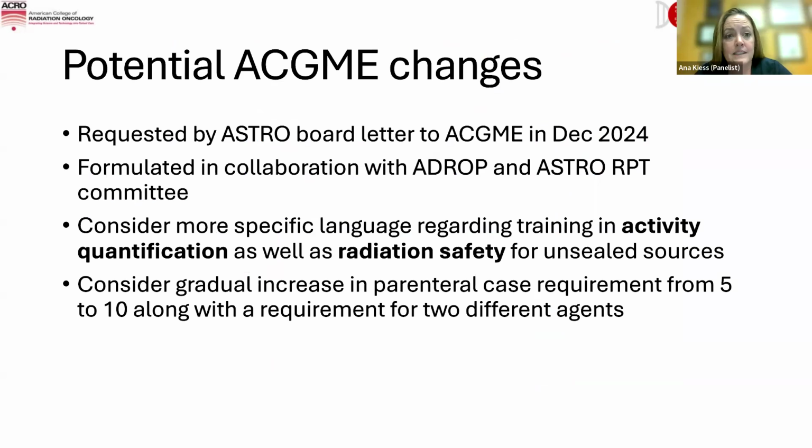So there are going to be some likely changes coming through the ACGME soon. I know that we are all dealing with a lot of changes in case log requirements and curriculum structures related to the last major round of ACGME changes, but they are considering an increase in the parenteral case requirement from 5 to 10, requiring 2 different agents in order to increase the quality and extent of training in residency programs for radiopharmaceutical therapies and meet the need in the country for increased authorized users, and to also be more specific about the training in activity quantification and radiation safety. So these changes have not been adopted yet. They've been proposed. Next slide.